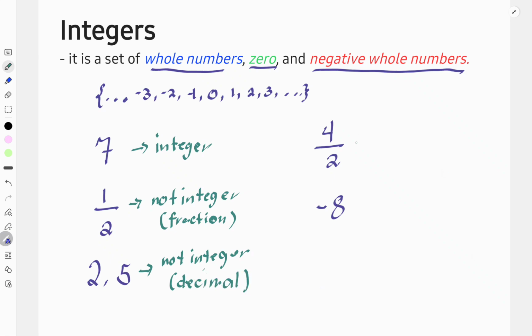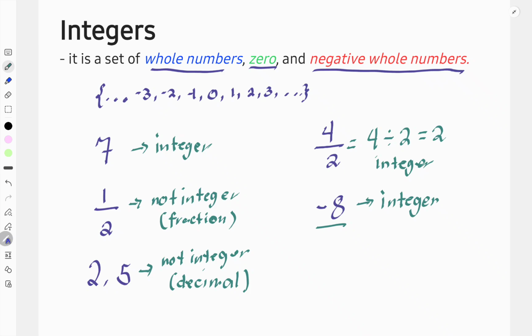Now, 4/2, meaning it is 4 divided by 2, and the answer is 2. Therefore, it is an integer. Now, negative 8, we know as is negative 8, so therefore, it is an integer.